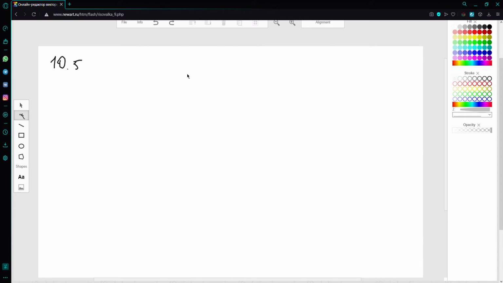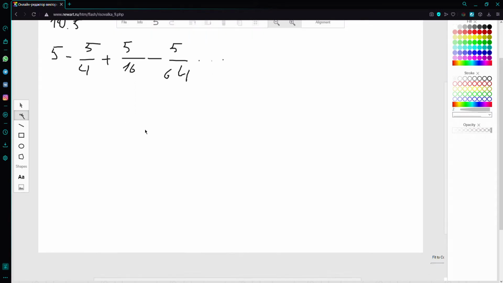When some of the terms of a series are positive and some are negative, the series may or may not converge. For example, we can write 5 minus 5/4 plus 5/16 minus 5/64 and so on. The series has positive and negative terms.